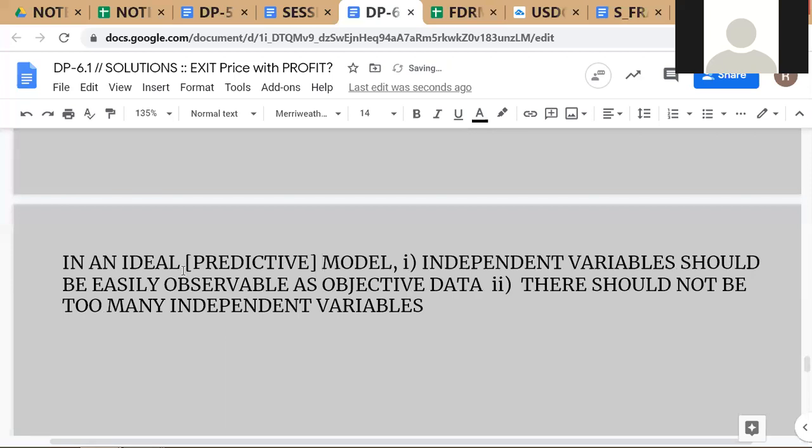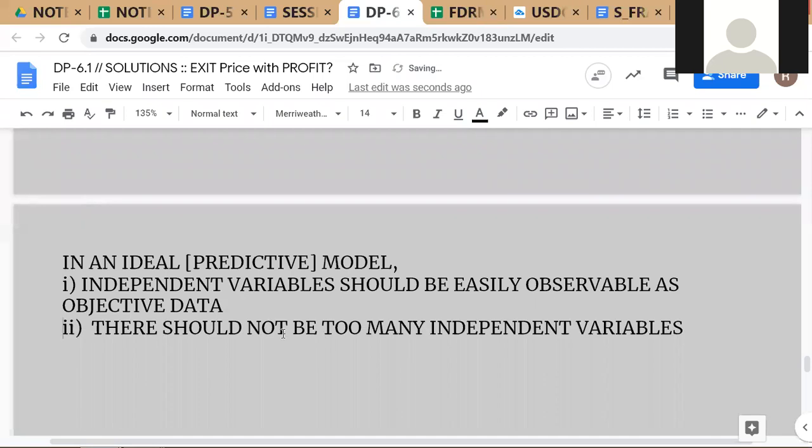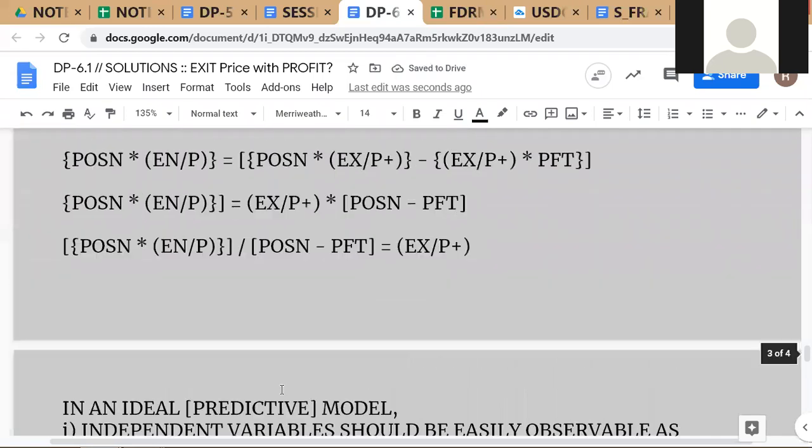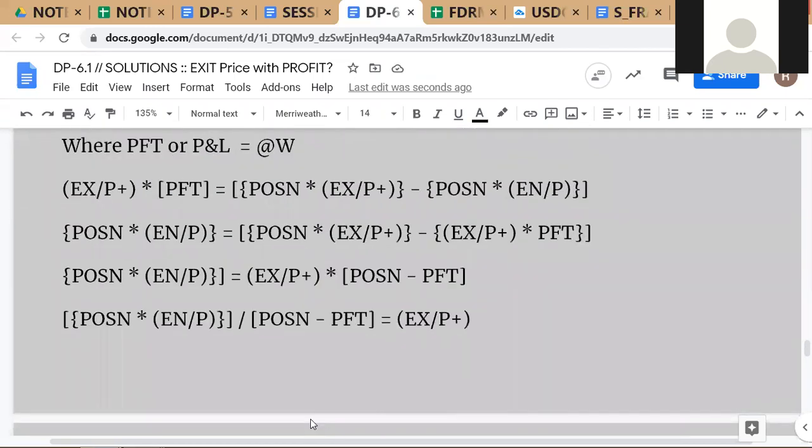Mostly in finance, we are interested in predictive models, not explanatory models. So there should not be too many independent variables. There are two important points about models, which I thought I would just mention in passing, although we are not discussing models right now, because these are very important. And you may need to use these ideas before we get to discussing models.